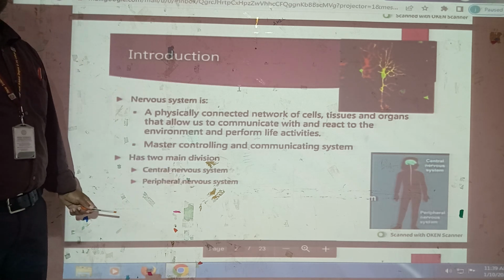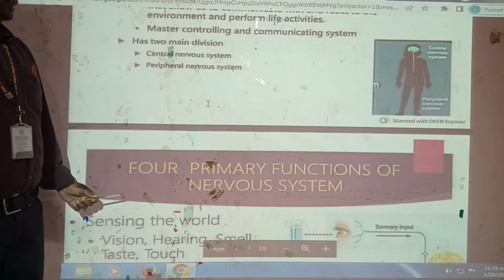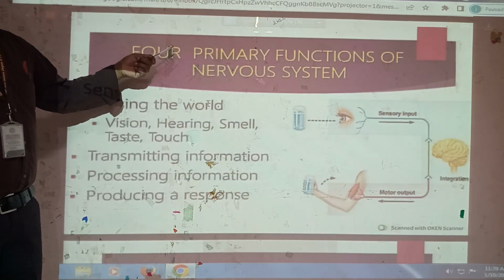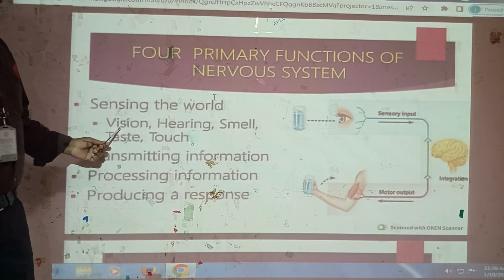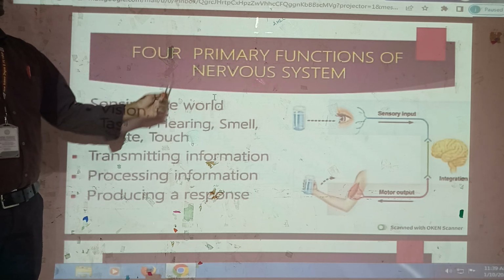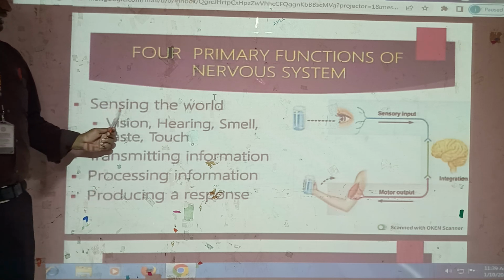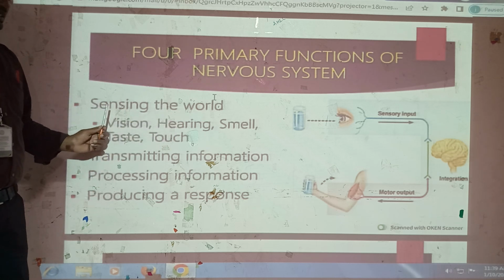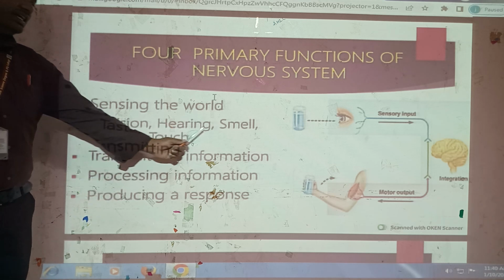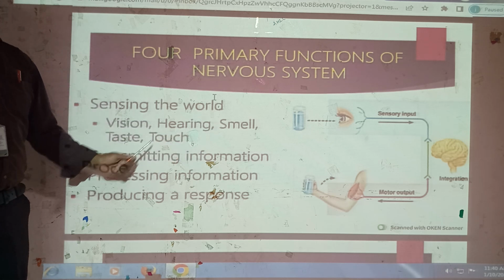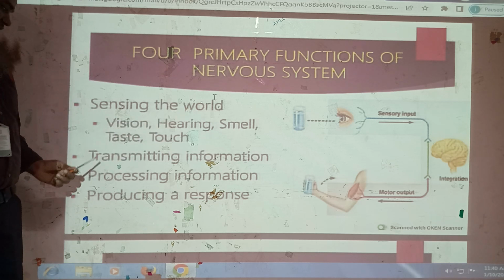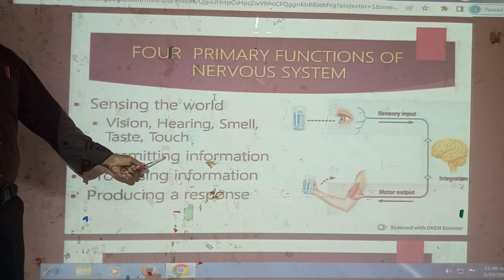This is the introduction part. Next, the functions of the nervous system. There are four primary functions. The first is sensing the world: the sensory function, including vision, hearing, smell, taste and touch. The second is transmitting information.